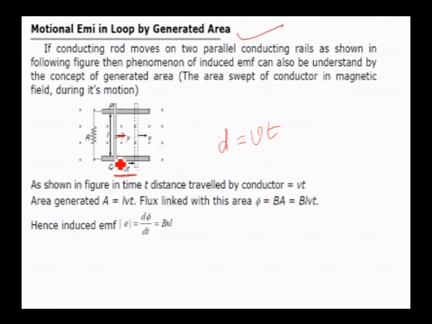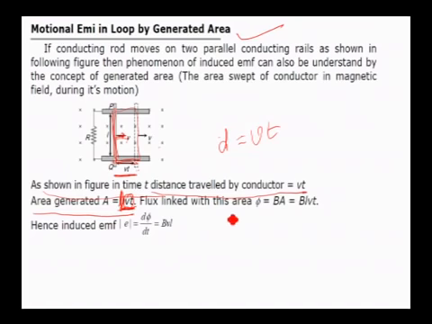By the time the conductor moved from this point to this point, it has swept some area. As shown in the figure, the distance covered by the conductor is v into t. The amount of the area generated is nothing but L into Vt, where Vt is the distance and L is the length. So this is just like a rectangle. You know, the area of a rectangle is length into breadth. If breadth is the distance covered by the conductor and this is the length, it has swept an area equal to the rectangle area, which is length into breadth. This Vt is the breadth and L is the length.